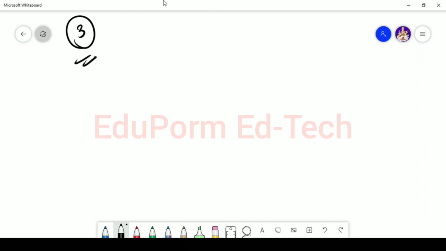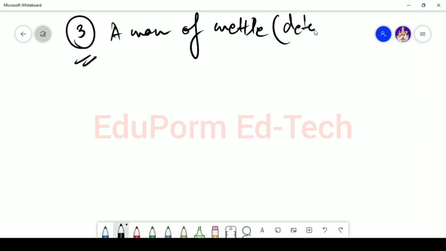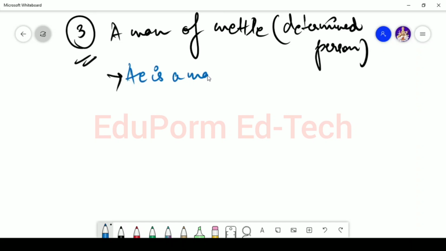Like if I'm saying that a man of metal, some of the idioms you can understand, like you can actually reconnect with some of the meanings. A man of metal means determined person. Okay, like if I have to say that he is a man of metal, success is all his way.